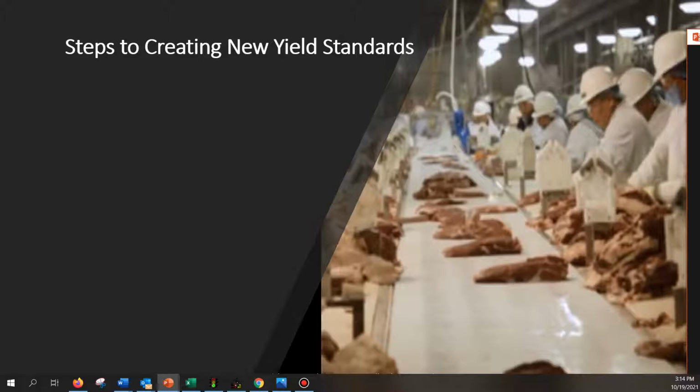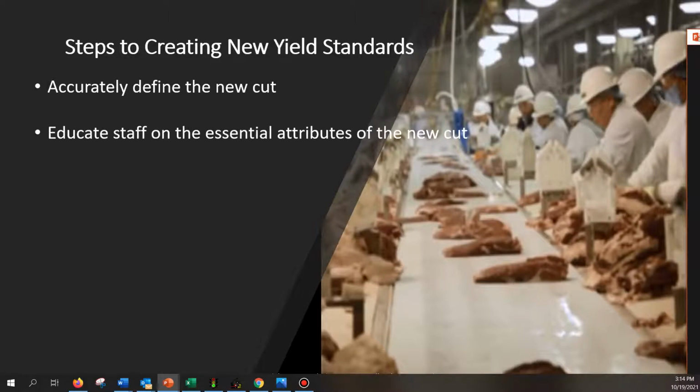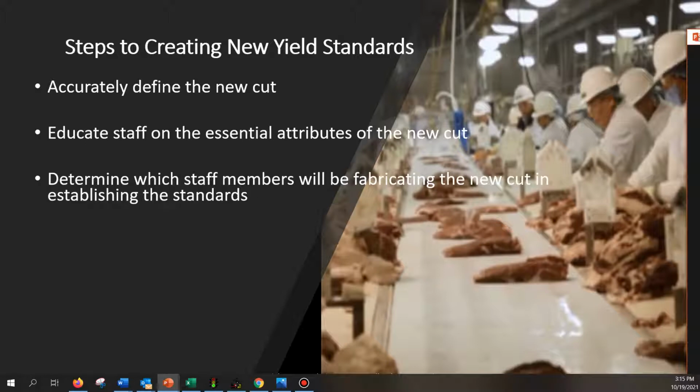Steps to creating the new yield standards. Accurately define the new cut. Educate staff on the essential attributes of the new cut, explain to them exactly where those cuts need to be made as they're developing that subprimal, so that everybody's consistent and it is exactly what you're looking for for your new customer. And determine which staff members will be fabricating the new cut and establishing the standards. In this case, you want to use those staff members that you are really confident will be able to replicate every time exactly what you're trying to accomplish.